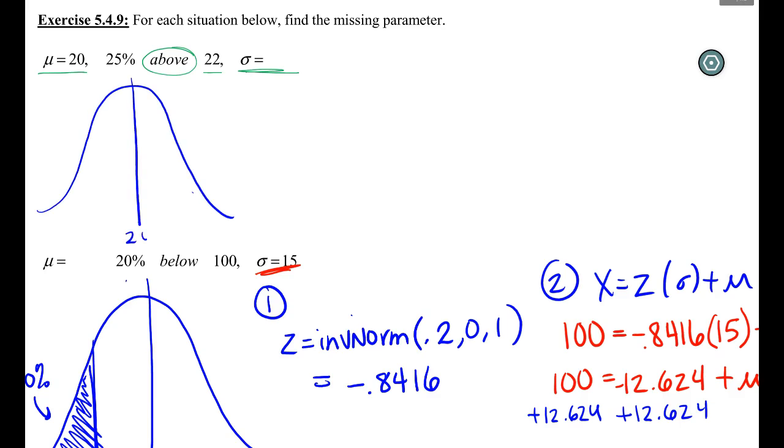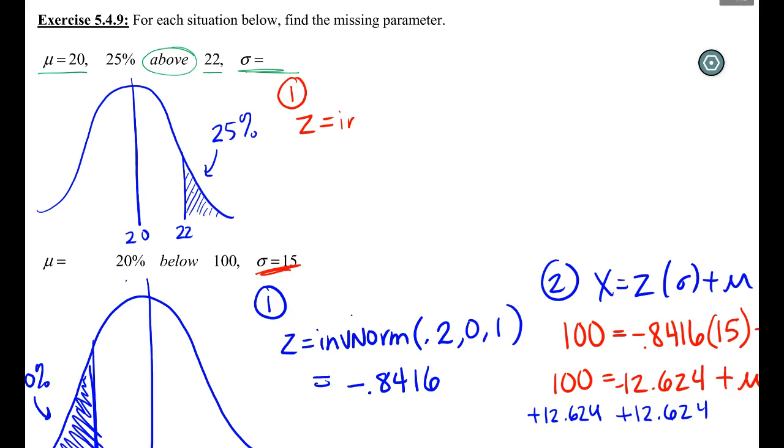We know the mean is 20. We're talking about 22 above, which tells me we're shading the right-hand side, and we know 25% is above that. So we've got our whole drawing, and we're trying to find our standard deviation. In order to do this, remember this is still that two-step process. First step, we need a z-score to use in either of the two formulas.